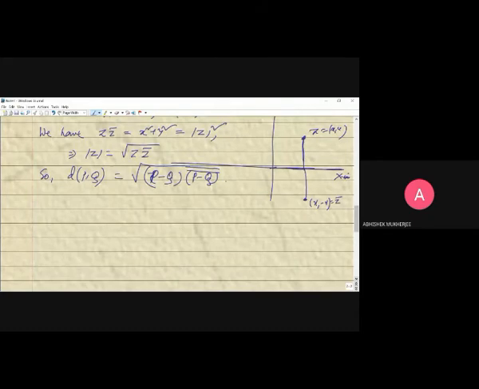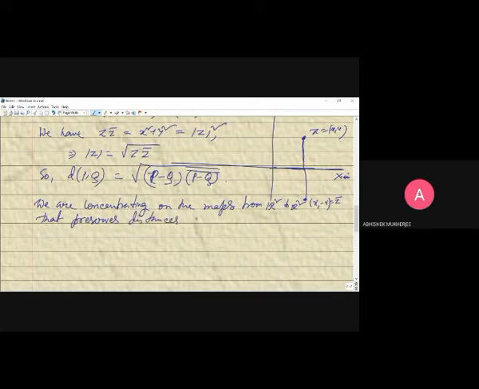Okay. So we are concentrating on the maps from R2 to R2 that preserve distances, right, which are called isometries.